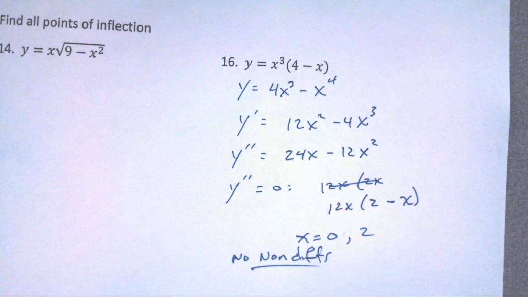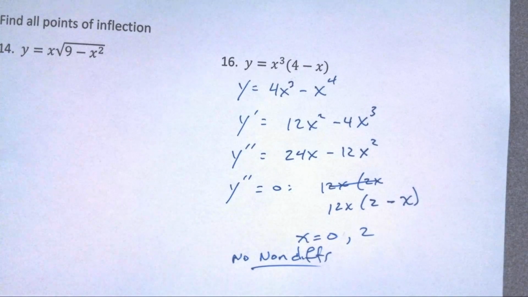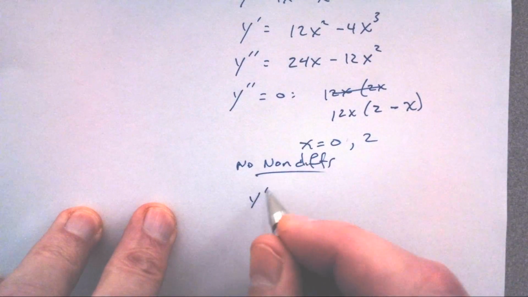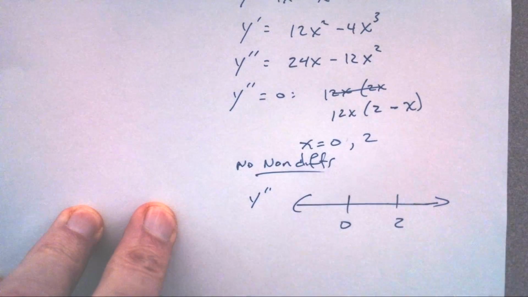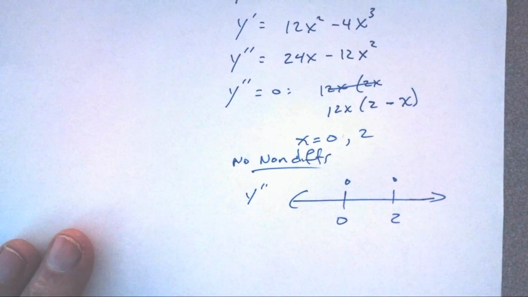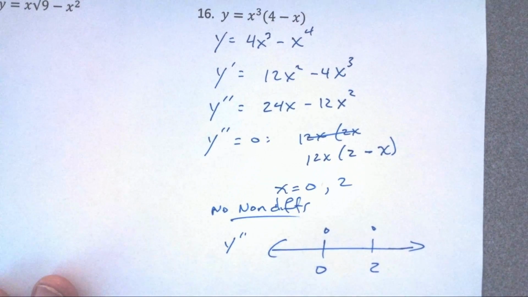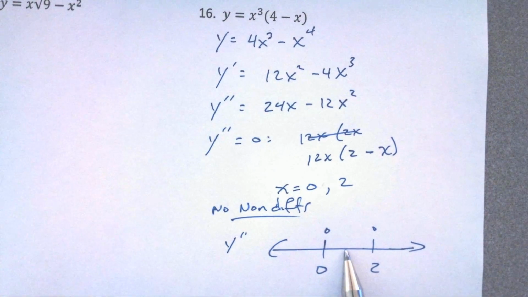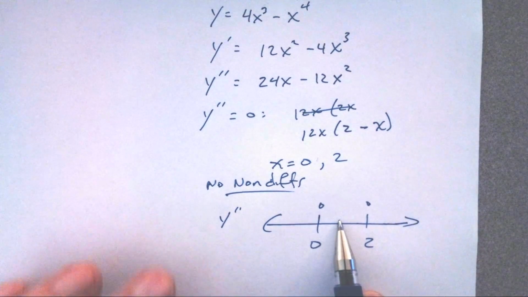End model behavior doesn't really totally help me because it doesn't talk about cupping. It just talks about does it go up, does it go down. So I'm going to go right to my y double prime. I'm going to put 0 on here. I'm going to put 2 on here. And I know that we get zeros there. Those are possibilities. And I just want to see, are we changing signs? So I put 1. I put 1 into what? Y double prime. I'm testing the concavity. I want to know, is it concave up, concave down?